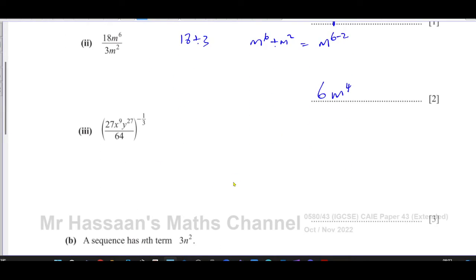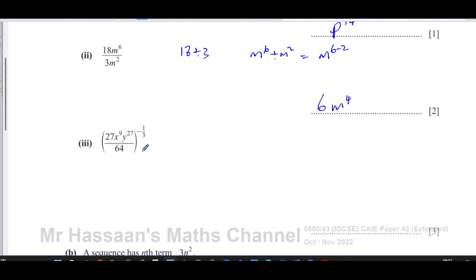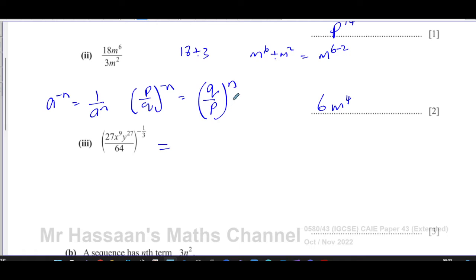Now, this is the question that was asked, really, by the student that he was confused about, probably. So here we have a negative and a fractional power. So what I would do first is I would deal with the negative power. When you have something raised to a negative power, a to the power of negative n, basically you write that as its reciprocal, 1 over a to the power of n. If it's a fraction, for example, p over q to the power of negative n, you write this as the reciprocal, so you turn it upside down, so it becomes q over p, and then that becomes a positive power. So you don't flip the power, you flip the fraction.